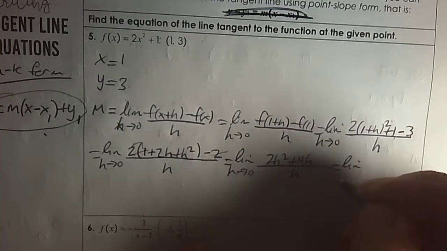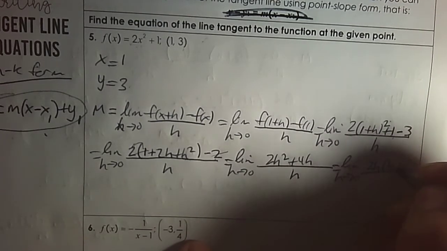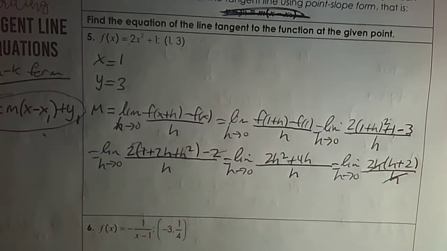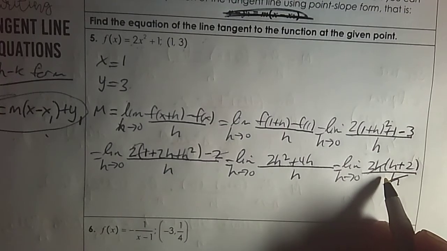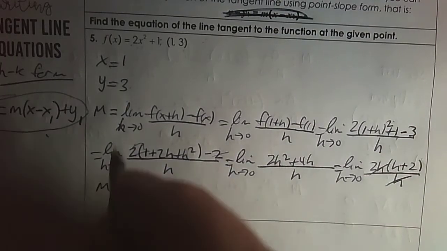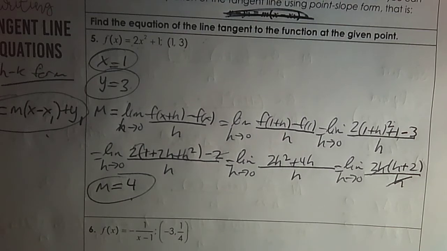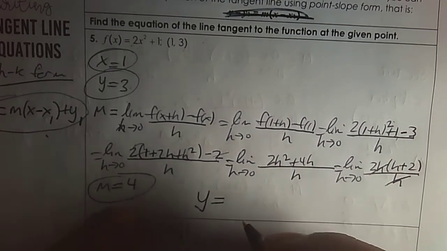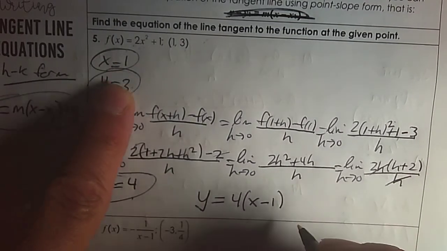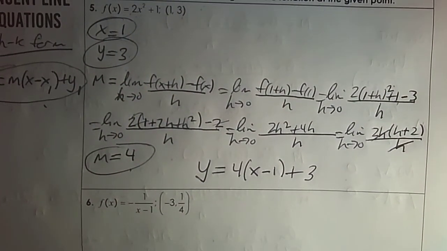Next, I'm going to factor out an h and a 2. So we have 2h. That leaves me with h plus 2. Divide out the h's. Then I can plug in 0. And what I'm left with is 4. So that's the slope. Now I know my answer. I have x, y, and I have the slope 4. So now what's the equation of the tangent line? We write y equals, the slope is 4, times x, the x coordinate we do the opposite sign, and then keep the sign for the y, and there is the equation of the tangent line.